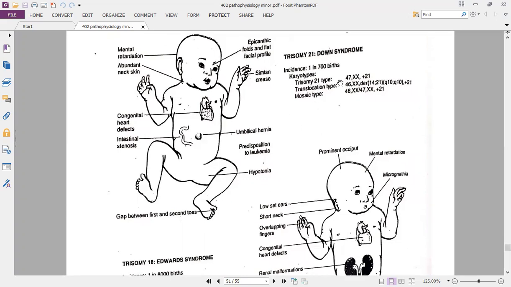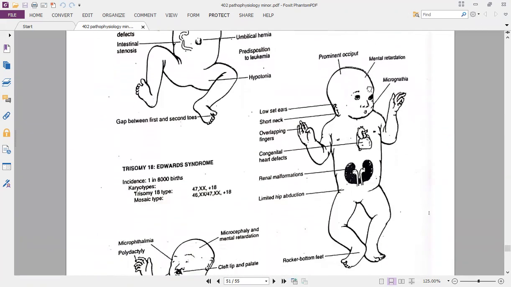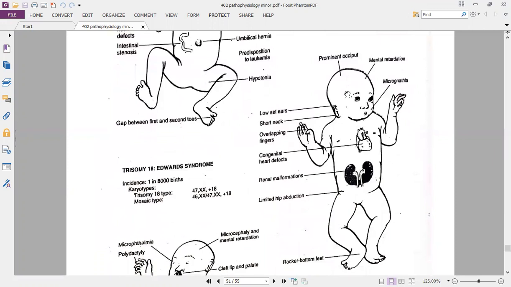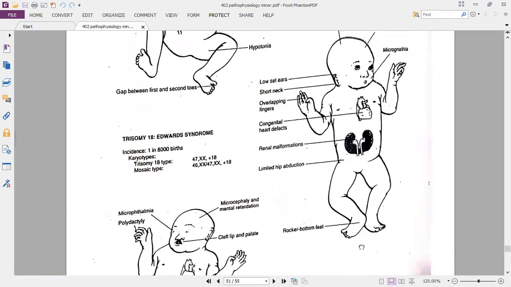Trisomy 21 is Down syndrome. This is trisomy 21, which means there are 47 chromosomes, and the three chromosomes here are in the 21st pair. So people who are suffering from Down syndrome have a prominent occiput. There is mental retardation. There is micrognathia, low stature, short neck, overlapping between the fingers. There are congenital heart defects as well, renal malformations, as well as limited hip abduction. Their feet are also rocker bottom feet.